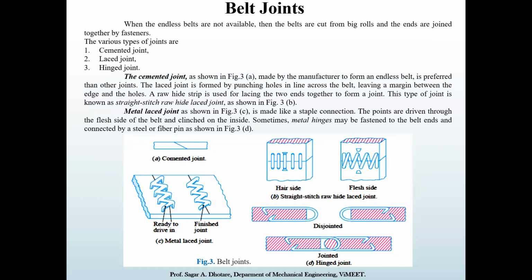Now we know that the belt's ends are not joined appropriately, or it is not an endless belt. We need to convert it into an endless belt. So the ends should be joined with appropriate fasteners, or you can say joints, which are mentioned over here.